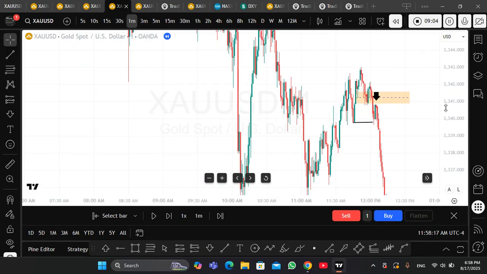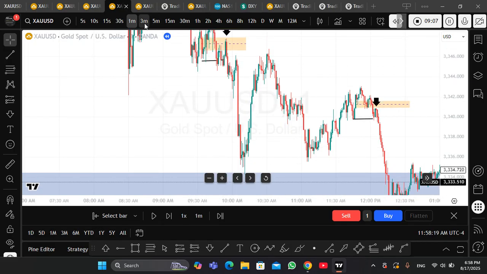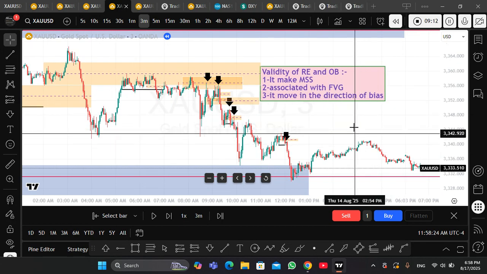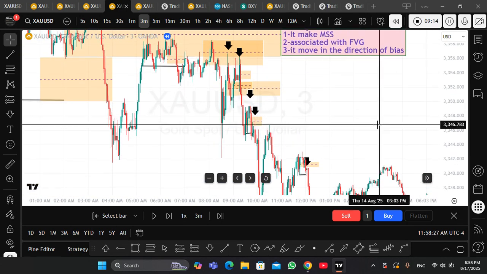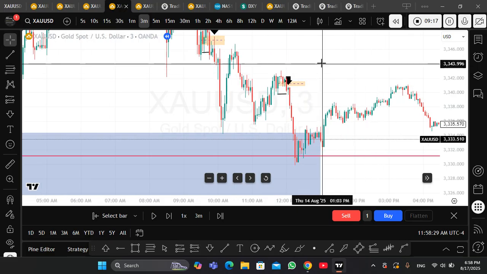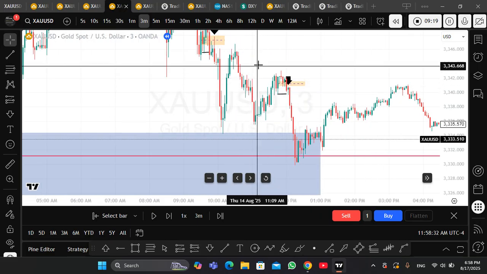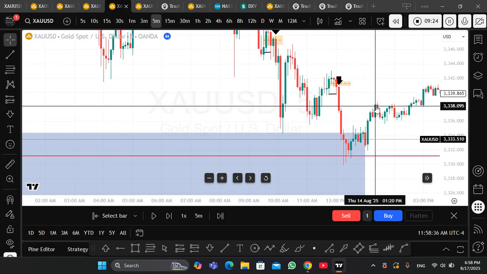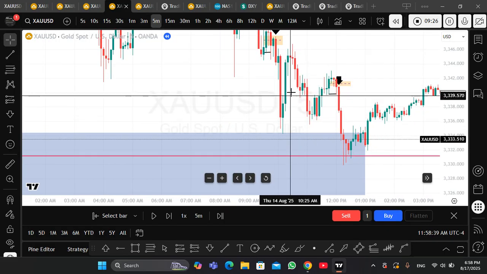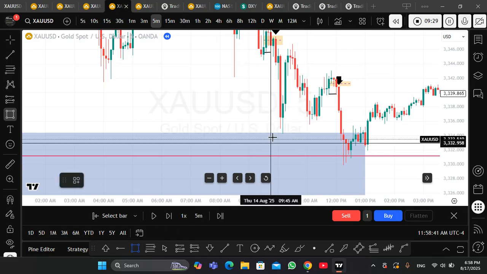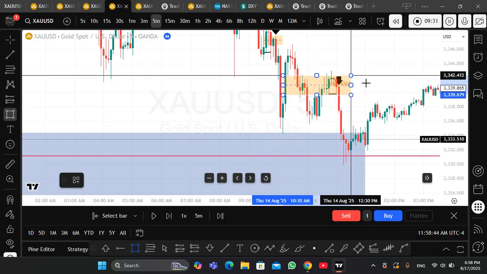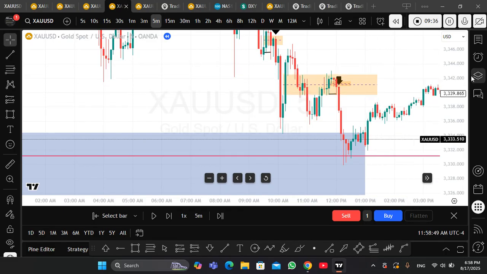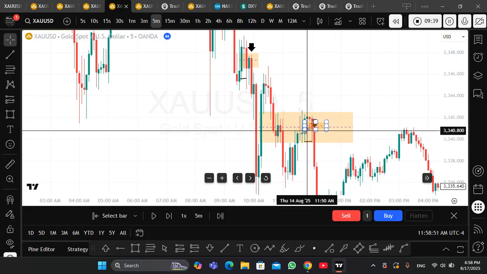And also when I change to 3 minutes, I can see how the price reacted to this inverted fair value gap also. This is the inverted fair value gap. And also on 5 minutes, I can see how the price reacted to this inverted fair value gap. Okay, you can see how the price reacted to this area.